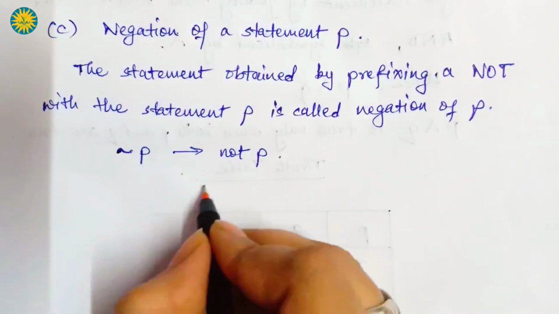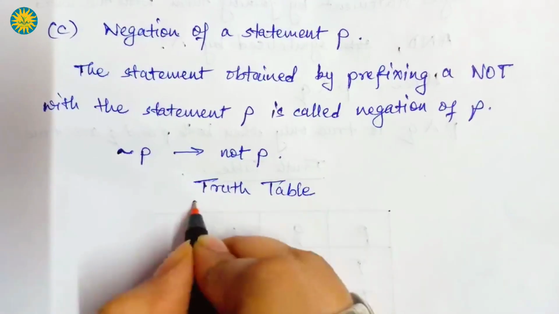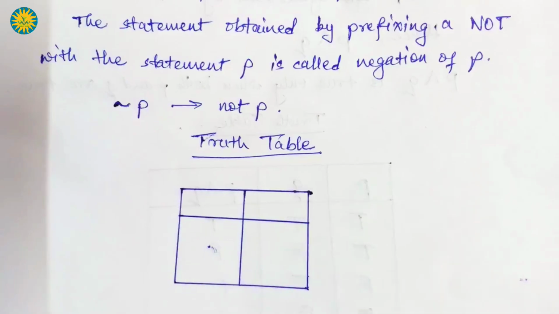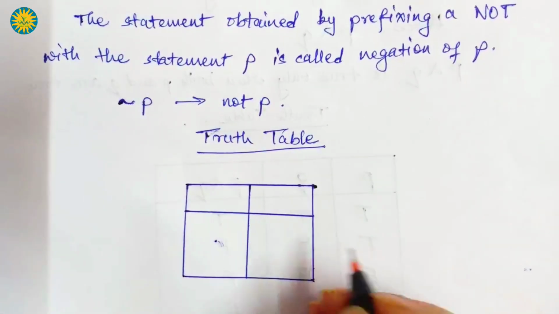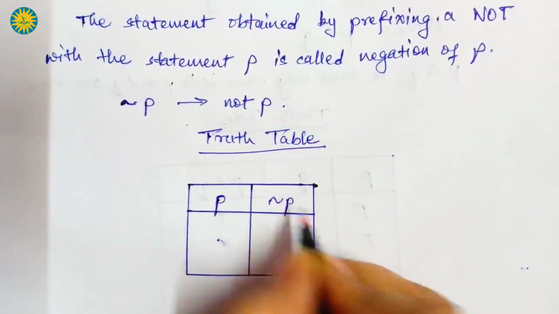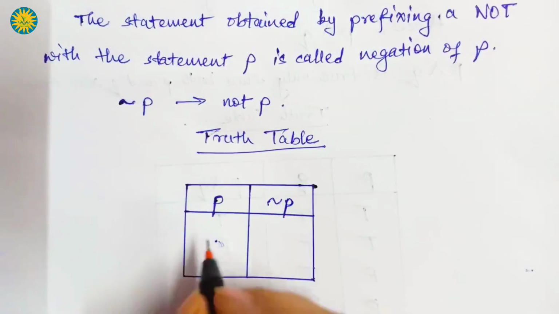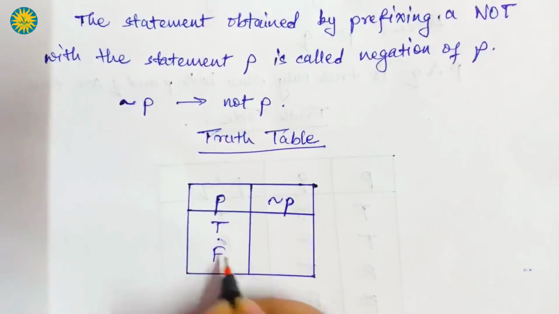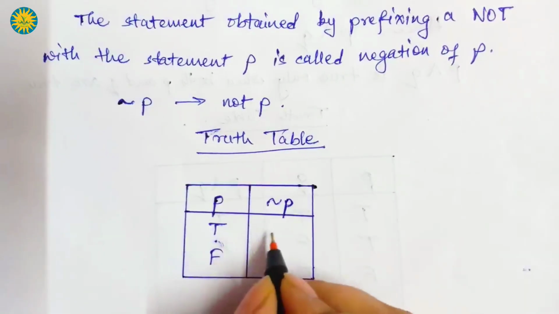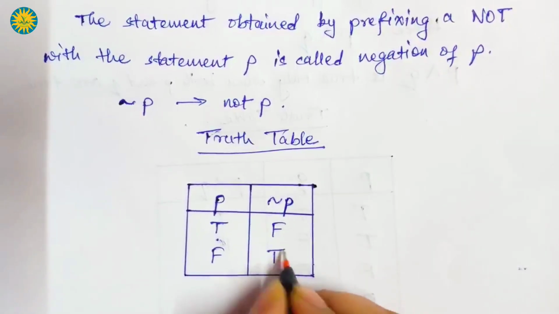For this too, there is a truth table. In this truth table, there will be two columns. First one is P, second one is not P. Here there are two cases, true and false. When P is true, then not P will be false, and when P is false, not P will be true.